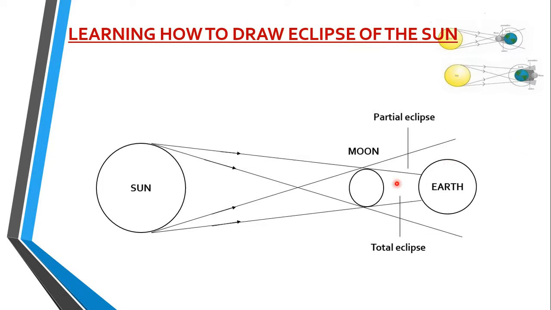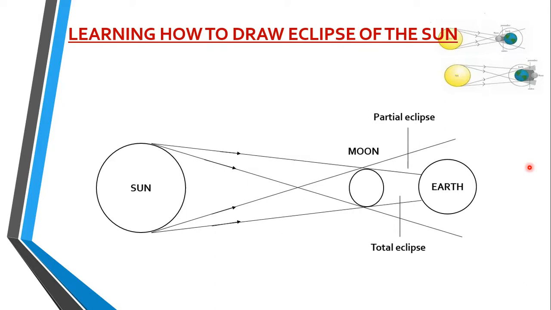Good. So as I'm saying, you have to shade. It's not compulsory though, but it makes the diagram more clear and more detailed. So you shade this place darker than these two parts. These two parts should be shaded partially. Alright, so this is how we draw eclipse of the sun.